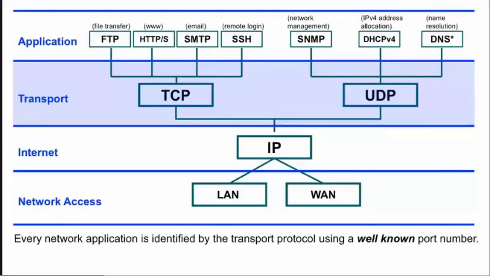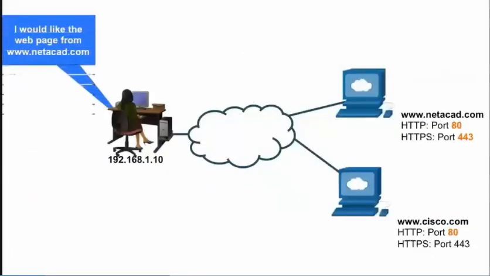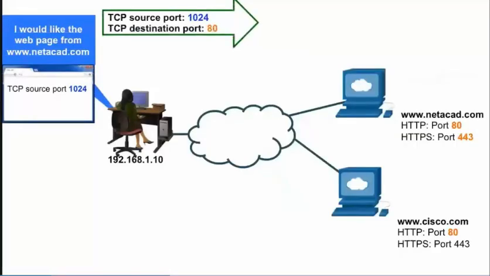TCP and UDP use source and destination port numbers to keep track of application conversations. Every network application is identified by the transport protocol using a well-known port number. The source port number is associated with the application that originated the request, known as the client computer. The destination port number is usually a well-known port number associated with the destination application on the remote device, the server computer.